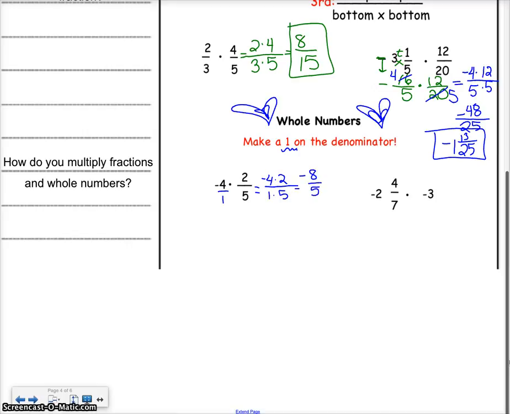Now I'm going to convert that back to a mixed number. 5 goes into 8 one time, bring the negative out, so negative 1 and 3 remains, 5 is the denominator. Negative 1 and 3/5.